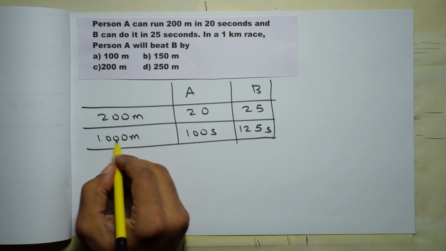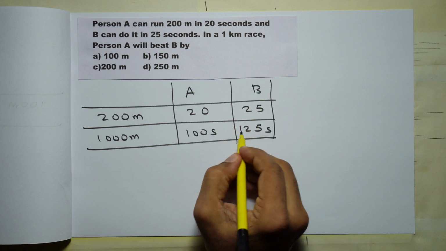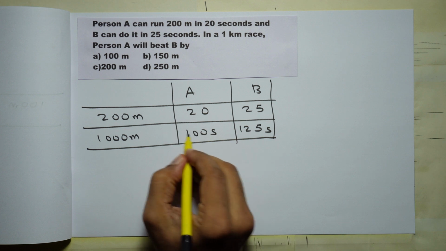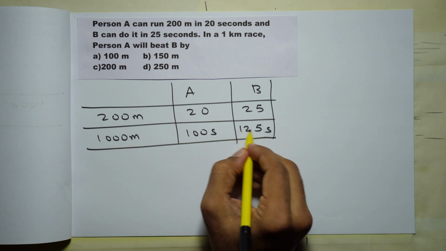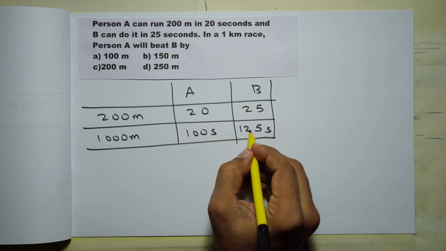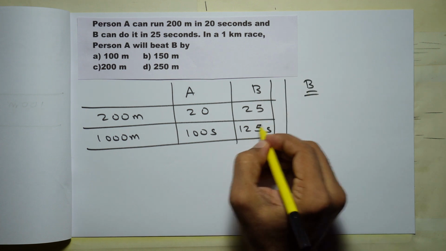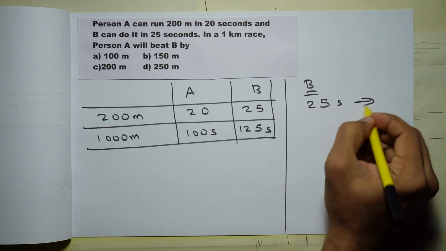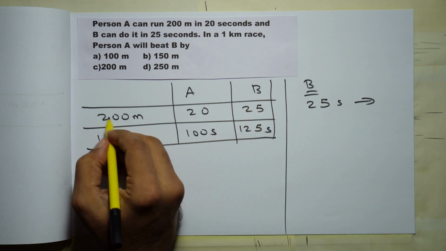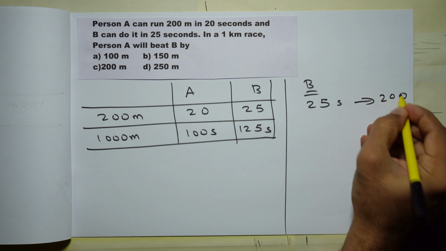So A will complete the full 1 kilometer or 1000 meters in 100 seconds. And B will require 125 seconds. So you can see that after A has completed a full 1 kilometer, B requires an extra 25 seconds. So we'll just calculate the distance covered by B in 25 seconds. What is the distance covered by B in 25 seconds? Here it is mentioned B can do 200 meters in 25 seconds. So in 25 seconds, B will do 200 meters.